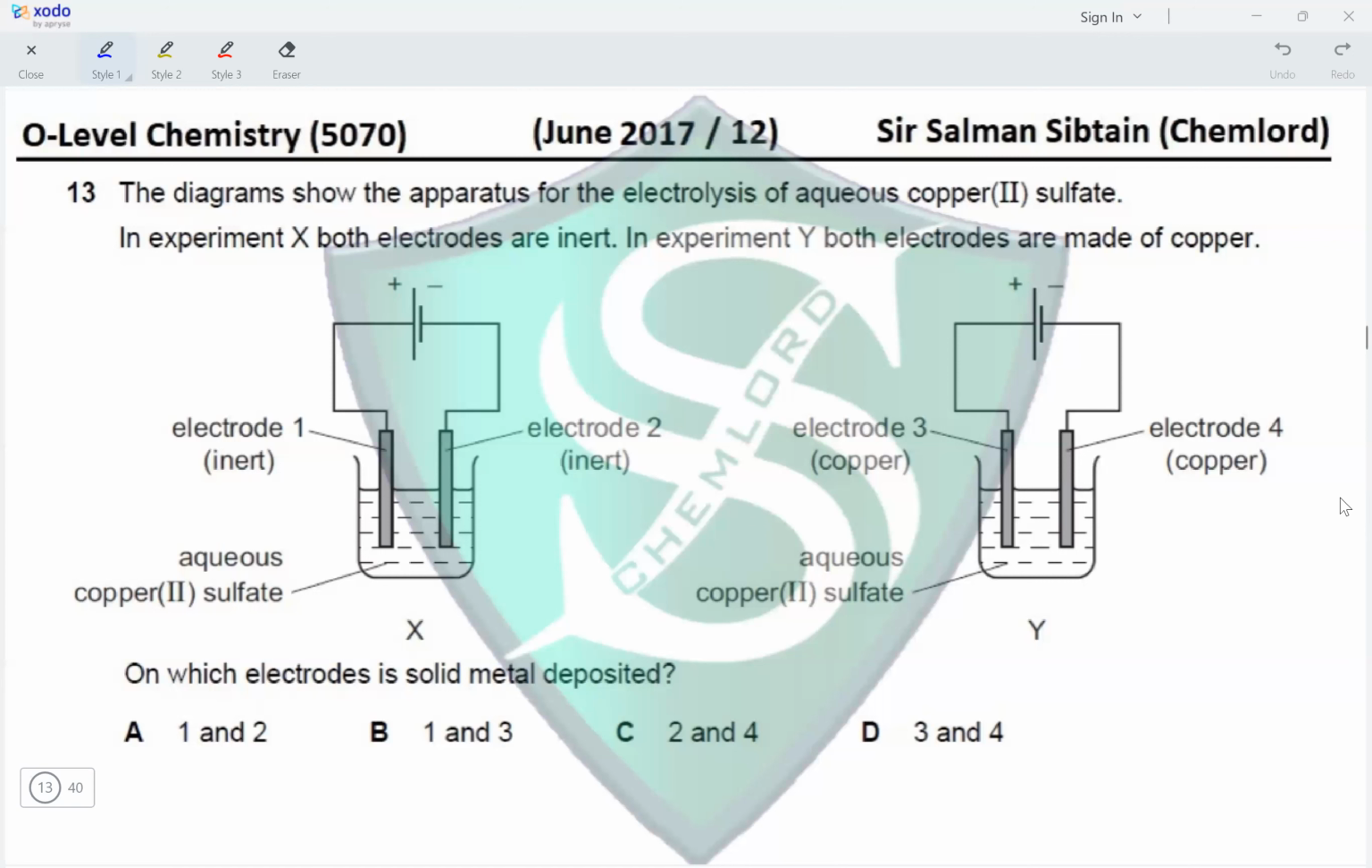So in experiment X, it would be deposited at the anode, so at the cathode. It will be deposited at the cathode. So copper will be there at electrode 2 because the negative terminal is where the cathode is. And the same thing with experiment Y. Electrode 4 will have copper being deposited on it because that is the cathode and that is where Cu2 positive ions will be reduced. Therefore, the correct option for this question is option C.